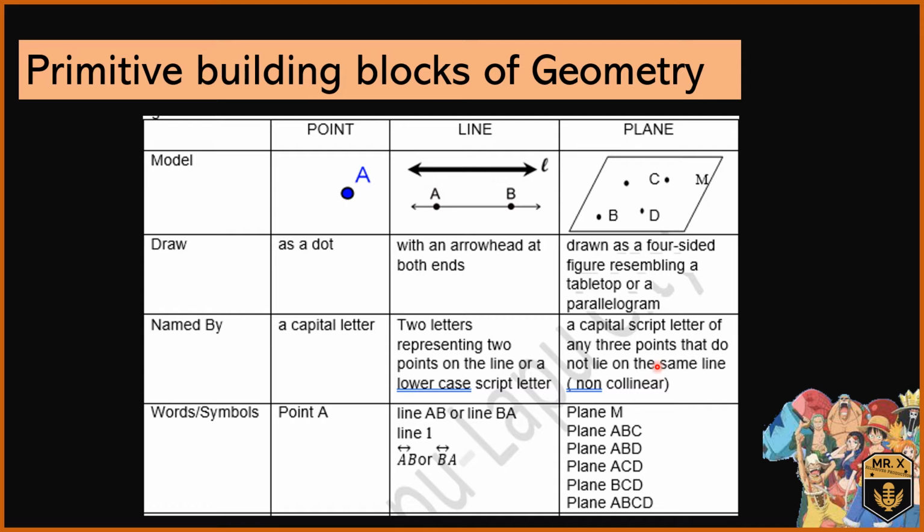In naming the plane, we use three points that do not lie in the same line, or we call that non-collinear. Or we can use a capital script letter like letter M. In the previous diagram, it has no script letter, right? So, we can name the plane by three letters like plane ABC, plane ABD, plane ACD.